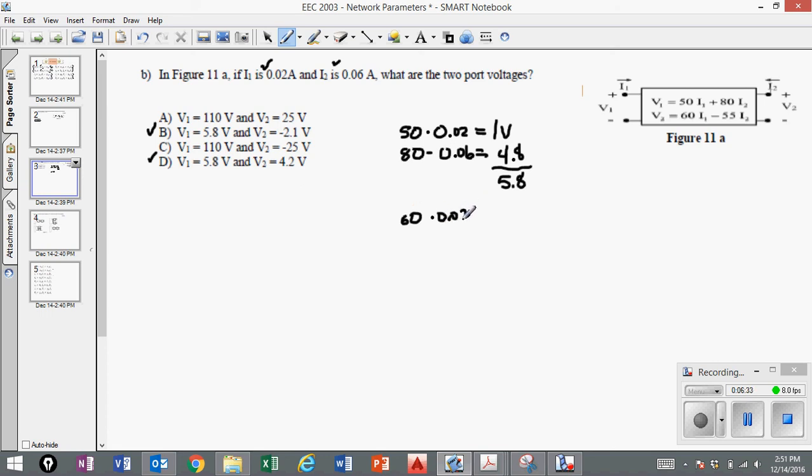So I'll write the second calculation here for you. We'll go through the steps and find out what the second voltage will be.